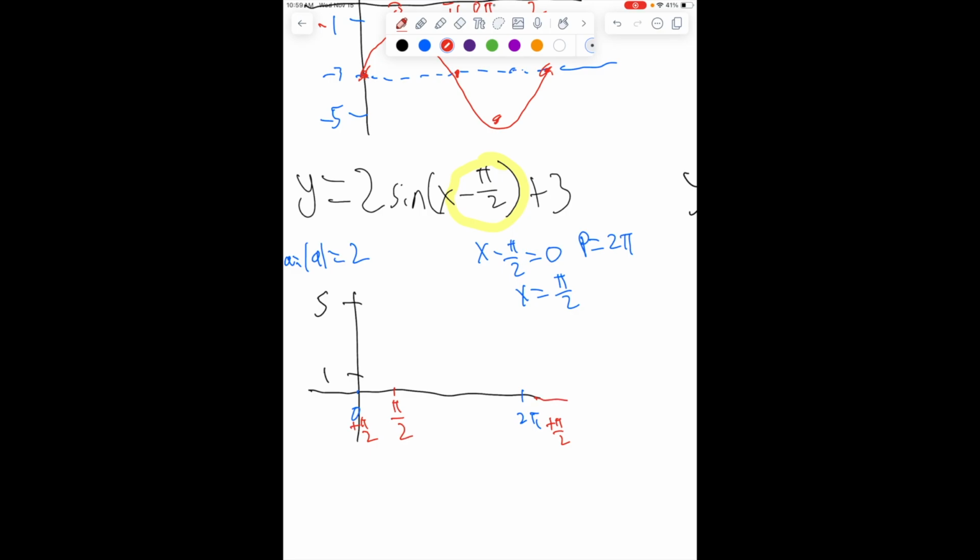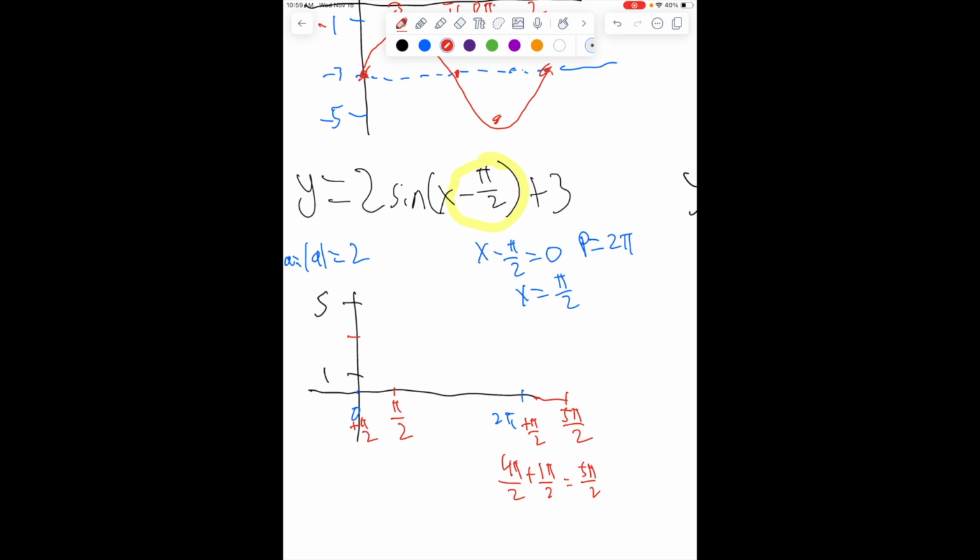2 pi plus pi over 2 is really like saying 5 pi over 2. 2 pi could be rewritten as 4 pi over 2. So 4 pi over 2 plus 1 pi over 2 is 5 pi over 2. So I shifted it to the right. And again, it's a sine graph, so it's going to start in the middle and it's going to move up.